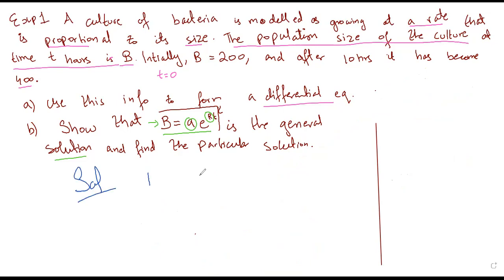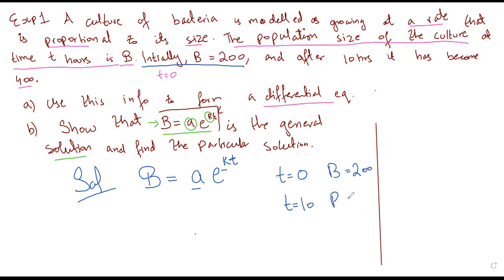B is A e to the kt. What are the two constants? A and k. These are the two constants, right? Now, how do we find them? We need to use this data. They are saying initially B is 200. Initially means at time equals 0, B is 200. And what is the next information? And after 10 hours, it has become 400. So at t equals 10, B is 400. Are you clear with this?